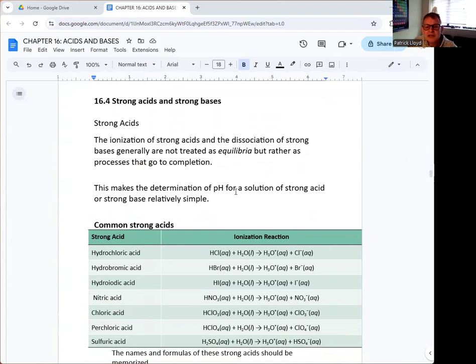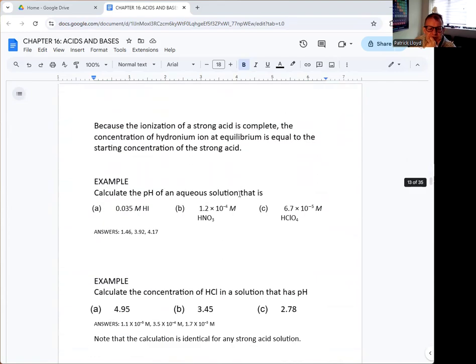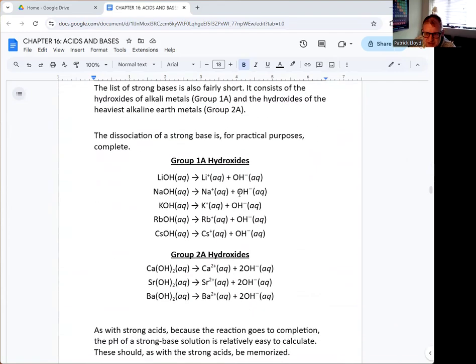So the first one are the strong acids and the strong bases, which are the easiest solutions to calculate the pH for. Okay, so you look at strong acids, and then you'll go through and do strong bases as well.